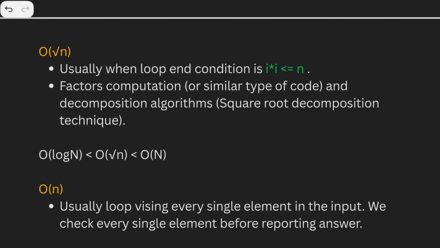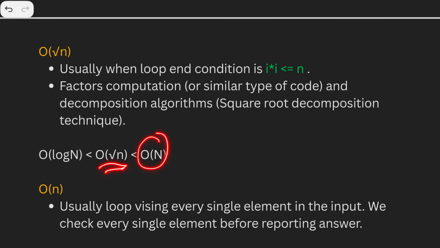Then we have root n. Usually we have a loop that ends in this type of condition. We already saw this in factor computation. There is something called square root decomposition. We are going to see all these algorithms. Why I am highlighting all these standard classes is because these are the highly used time complexity classes in competitive programming. Most of the time you will see your algorithm falling in one of these categories. That's why I'm trying to explain a general way of looking at it.